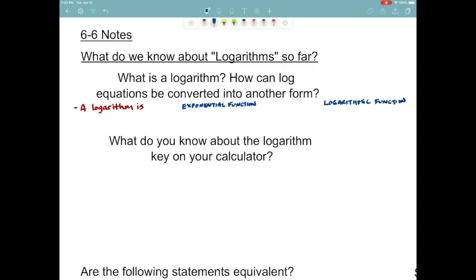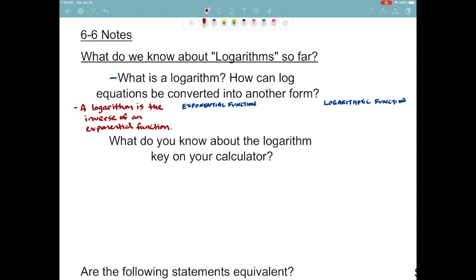So here we go. First of all, a couple questions here. First, what is a logarithm? Well, a logarithm, as we discussed in Chapter 5, is the inverse of an exponential function. Now, we spent a lot of time talking about inverses and how to create inverse functions.